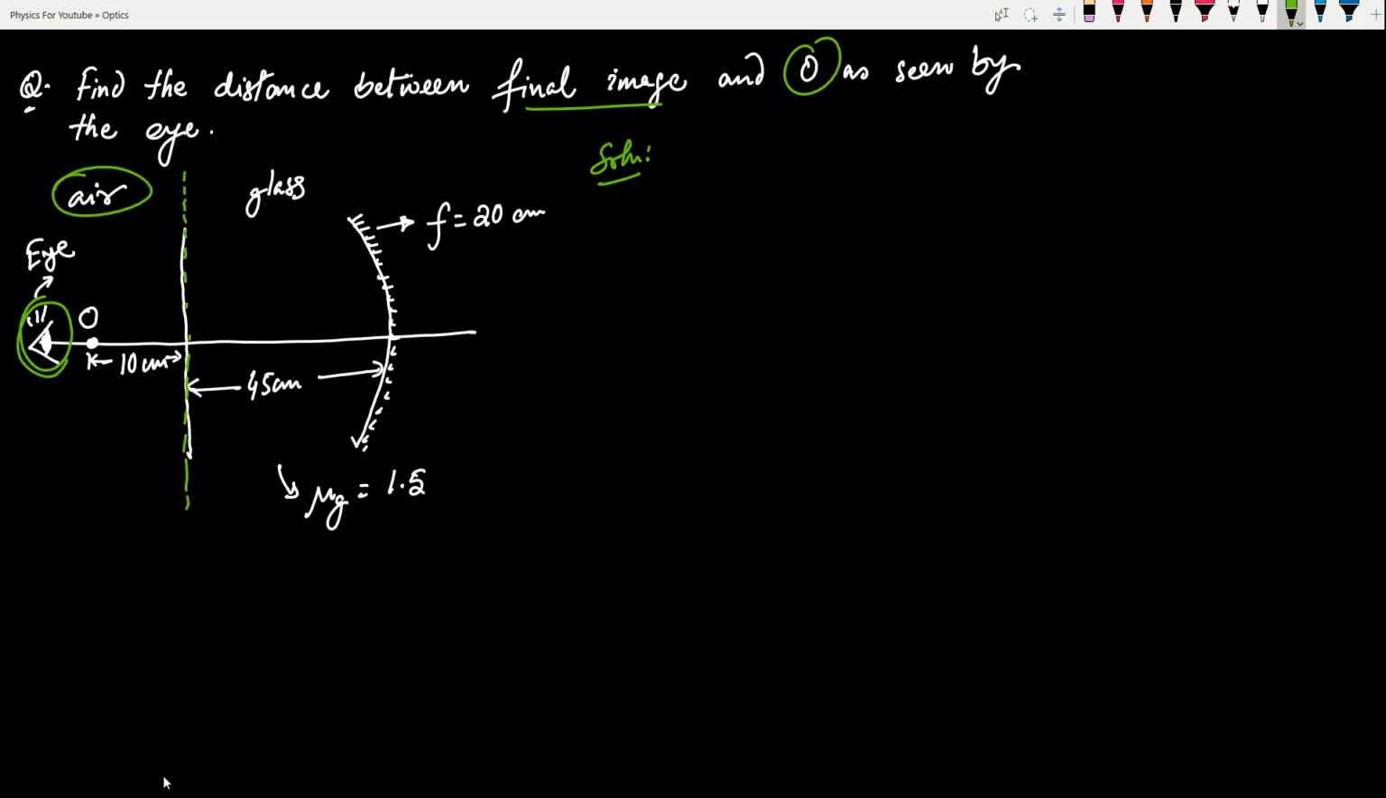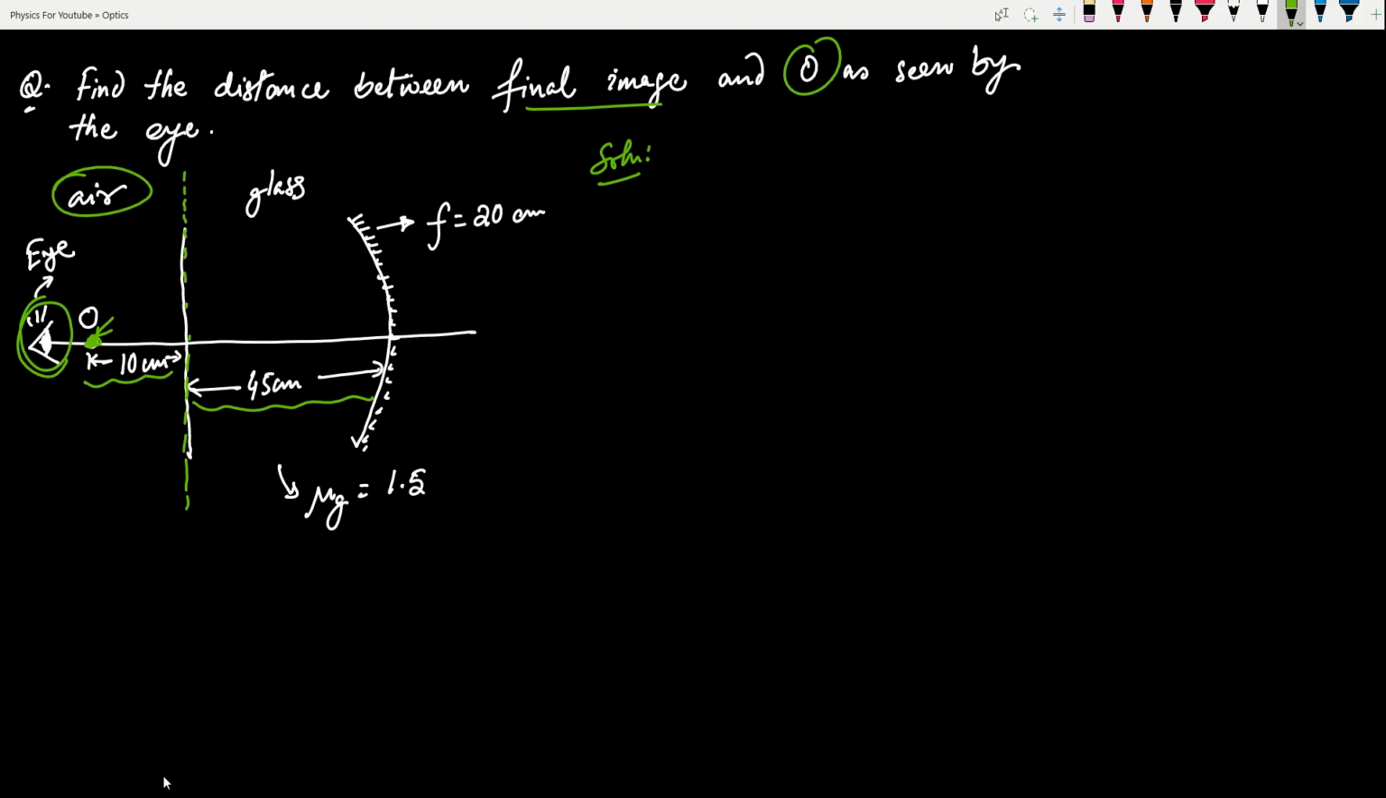So let's see. If this is our object O, this object will be seen by the mirror and it will produce its image accordingly. We know that whenever an object is placed in front of the mirror, an image is formed. Similarly, here the object is kept here and it is 10 centimeter from the interface, and from the interface to the mirror it is 45 centimeter. So you may be thinking that the total distance, that is the object distance from the mirror, is 55 centimeter. But the question is, will the mirror see the object at 55 centimeter? And the answer is no.